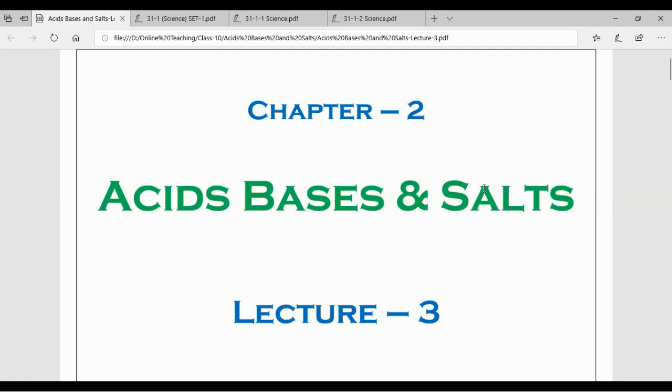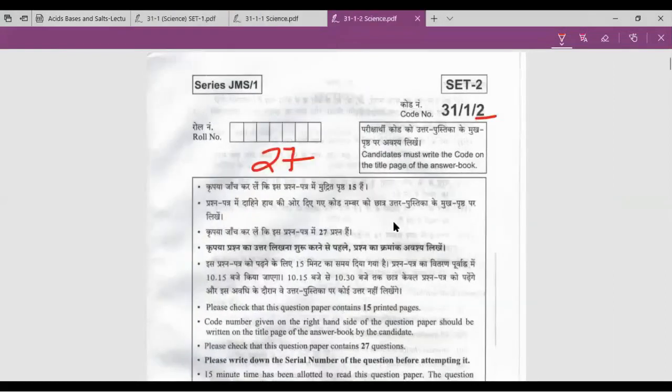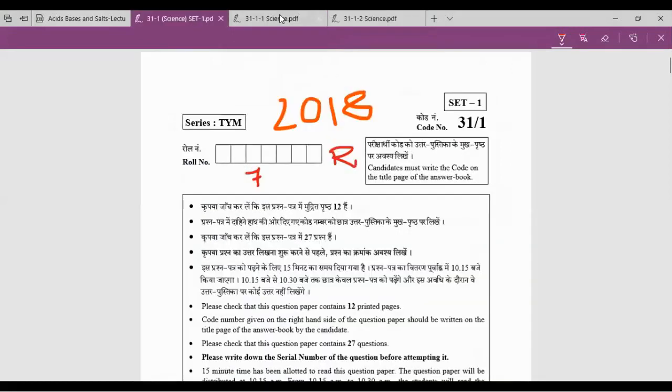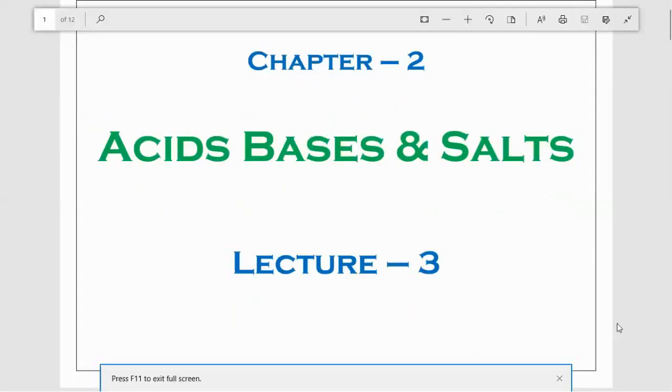Clear? Along with that concept, let us see previous question papers, the 2018 question paper and 2019 set 1 and set 2, and what questions were asked in these years. We'll try to compare these questions with the concepts. Without wasting our time, let us jump into the session.